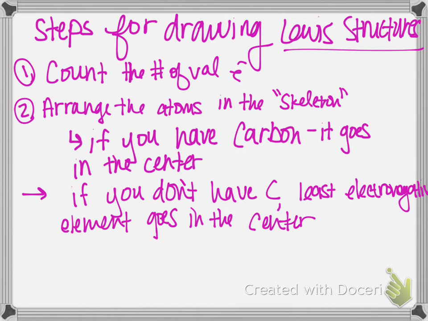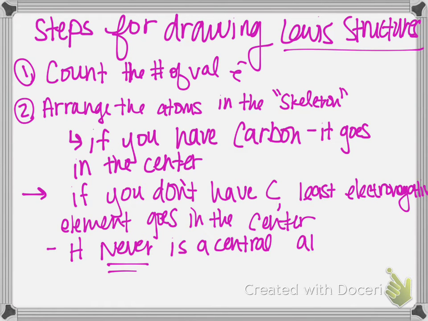Last rule here is that hydrogen is never a central atom. It never goes in the center, ever. How come? It only has 1 valence electron, so there's no way it could ever bond to more than one thing. I thought it has 2.1. It's got a 2.1 electronegativity, but if we think about its valence electrons, it only has 1 electron to give. So there's no way it could go into the center because it could only ever bond to one thing. That's important.